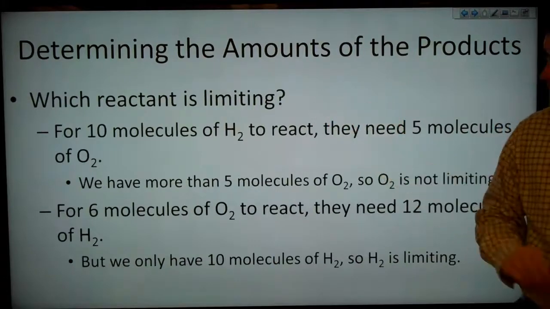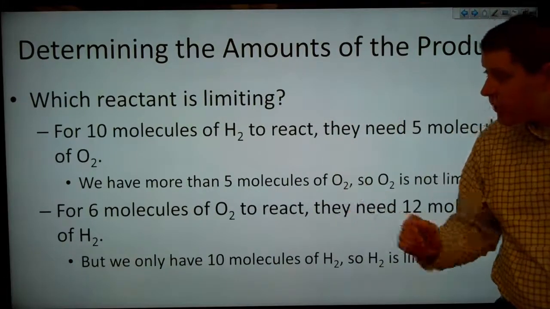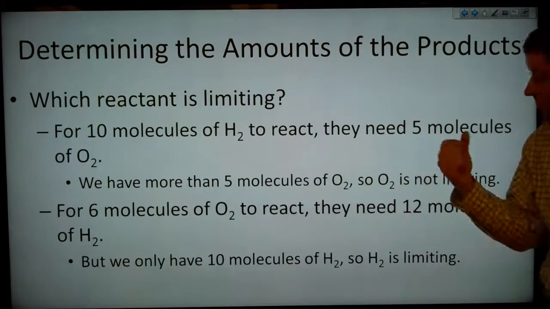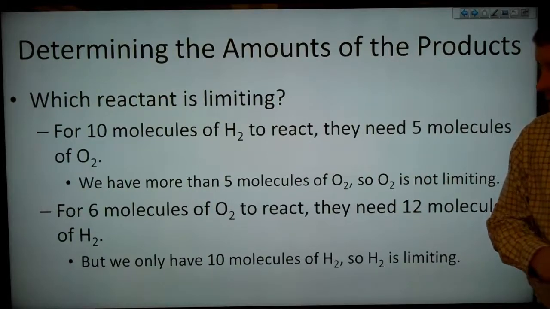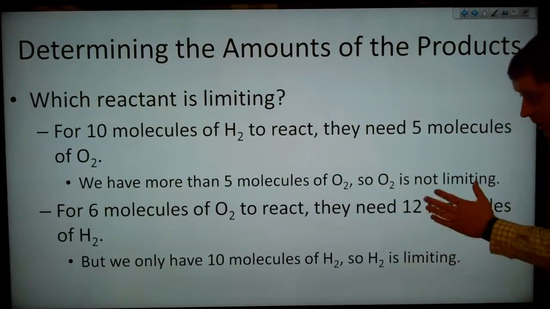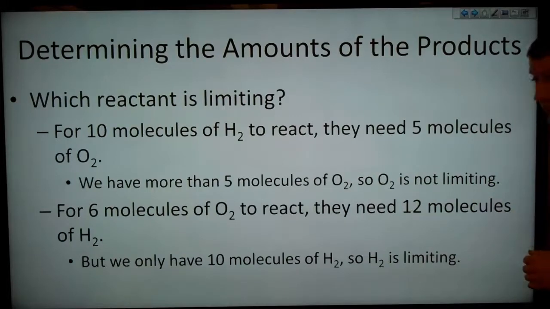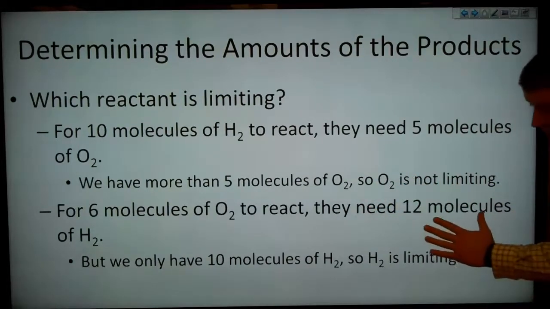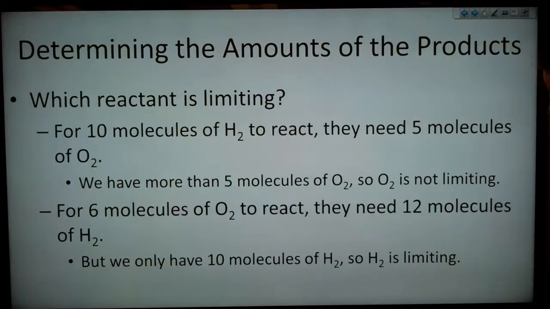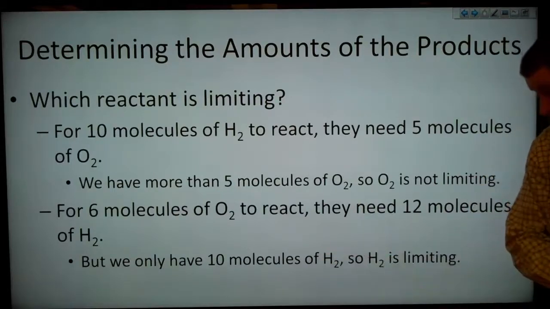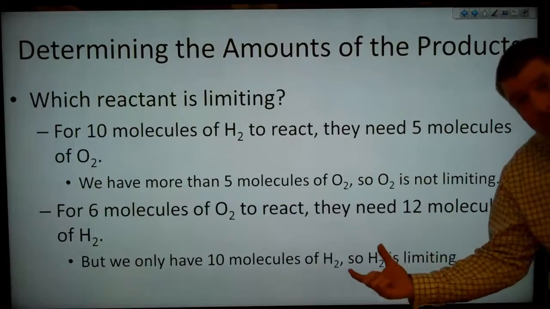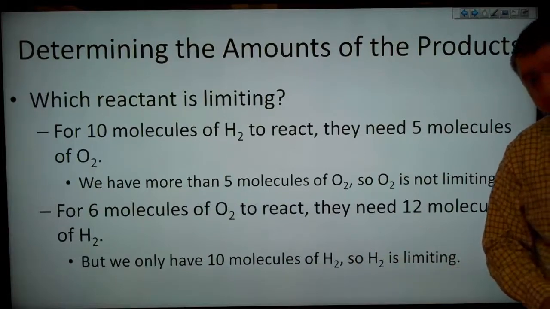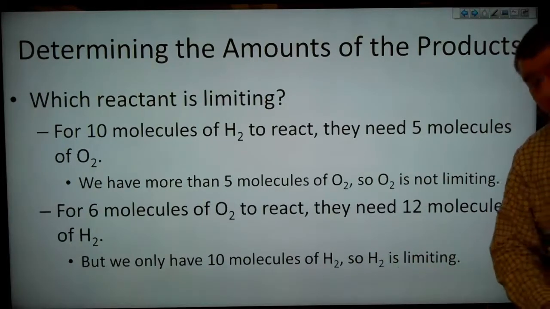So, which reactant is limiting? For 10 molecules of hydrogen to react, they're going to need 5 molecules of oxygen. We have more than 5 molecules of oxygen, so oxygen is not the limiting reactant. For our 6 molecules of oxygen to react, they're going to need 12 molecules of hydrogen, but we only have 10 molecules of hydrogen. So the hydrogen is going to run out before we can react away all of that oxygen. That means hydrogen is our limiting reactant.